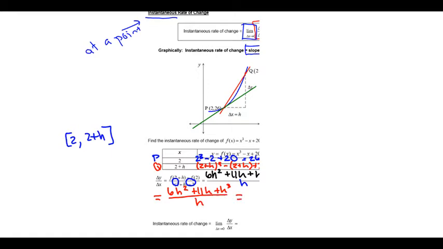Let's take it one step further. Every term in our numerator has an h, so let's divide everything by h, and we'll get 6h plus 11 plus h squared. So that is our average rate of change. We're not quite done yet because we still want to find our instantaneous rate of change.